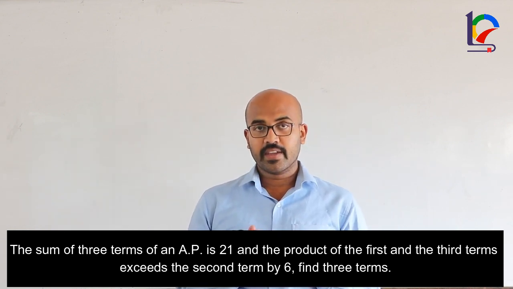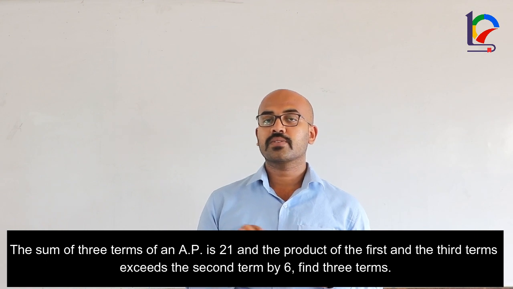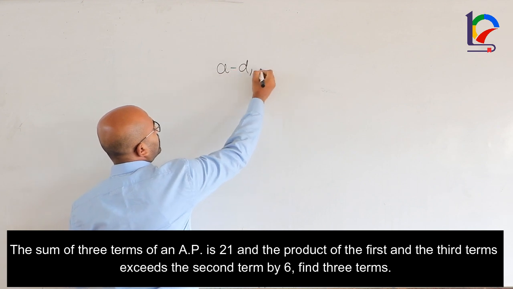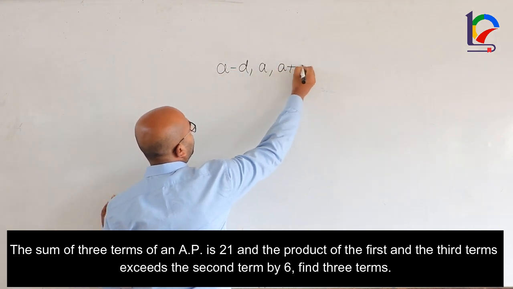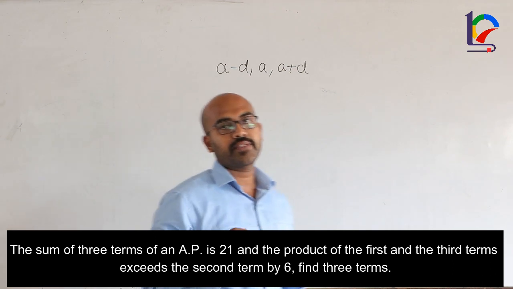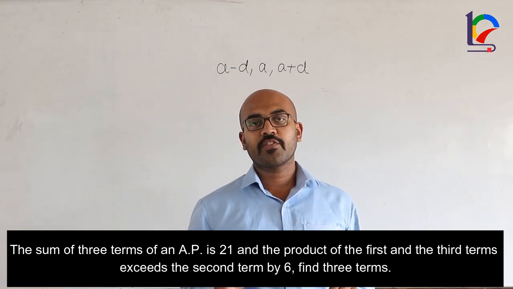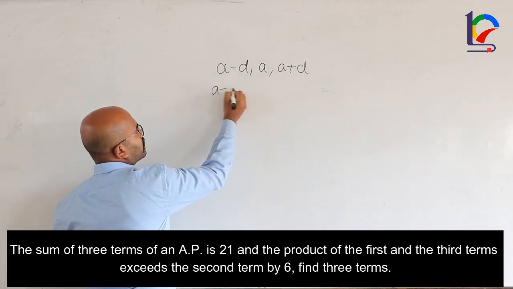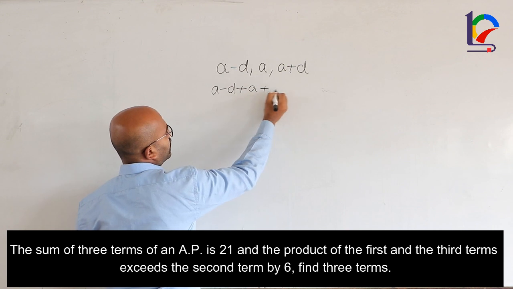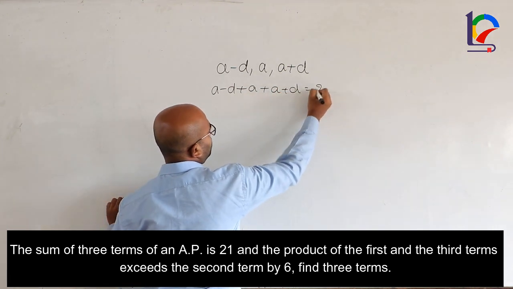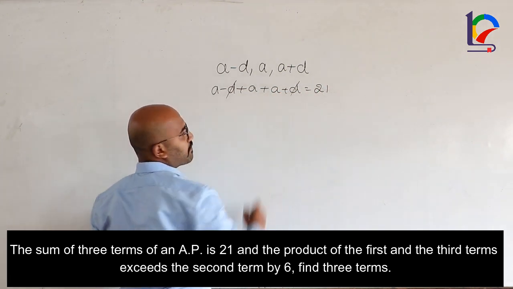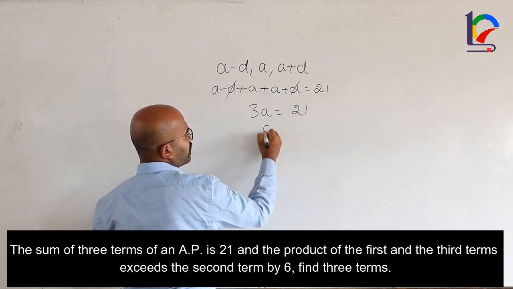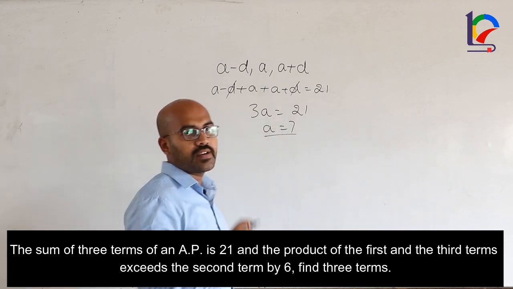When they have given 3 terms, the sequence we can take is A minus D, A and A plus D. So these are the 3 terms. The sum of the 3 terms is 21. So A minus D plus A plus A plus D is 21. Minus D and plus D get cancelled, so we are left with 3A is equal to 21. So A is equal to 7.